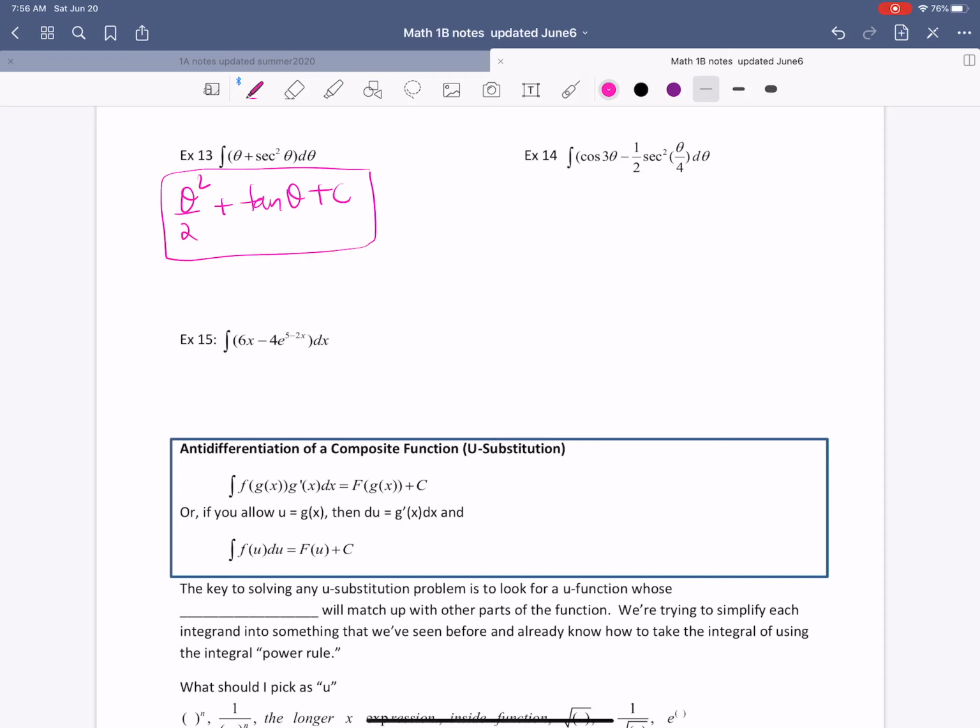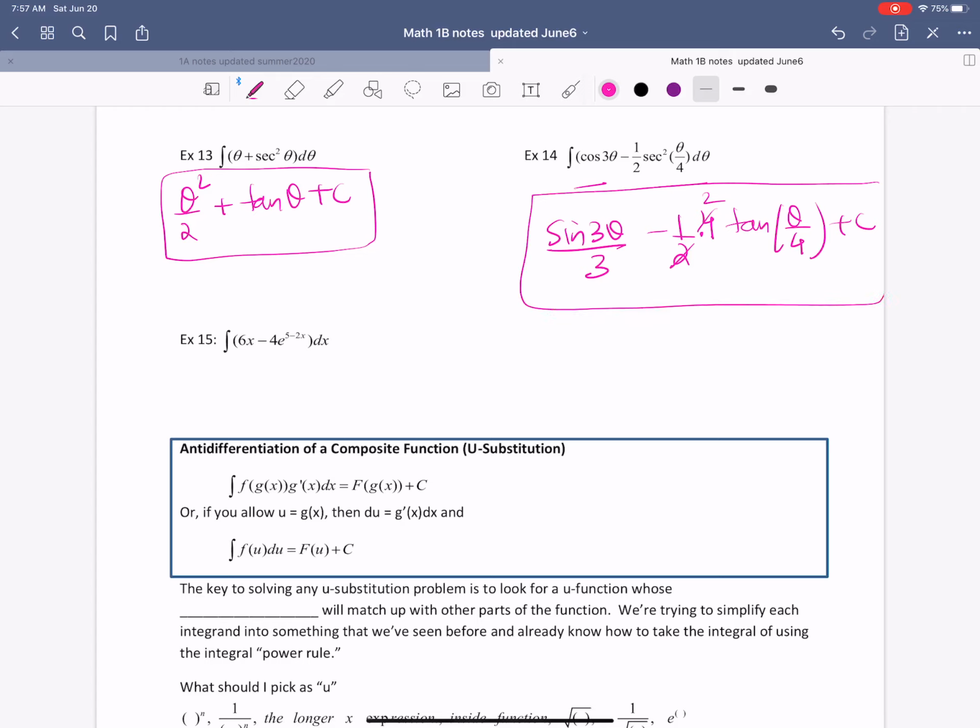Okay, next example. Again, we can do the integral of pieces here. Cosine 3 theta would be sine 3 theta divided by 3. 1/2 is a constant that can be pulled out. Is there a function whose derivative is secant square theta? Yes, so that would be tangent theta over 4. And I must divide with 1/4, which is same thing as multiplying with a 4. And we can simplify that. So write the final answer in the next step, which is sine 3 theta divided by 3 minus 2 tangent theta over 4 plus c.